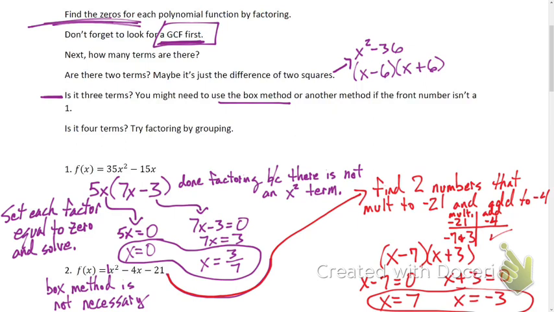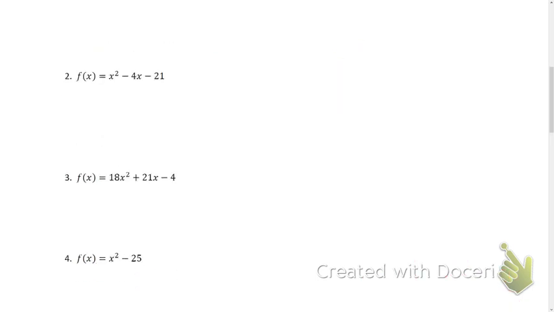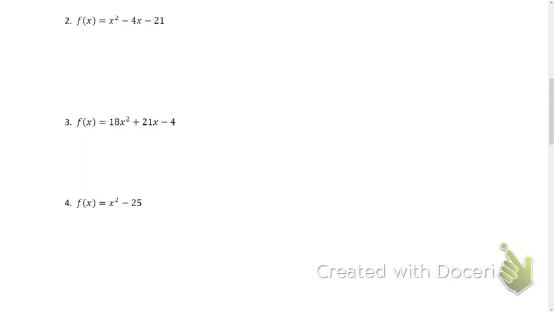All right, the ugly example is number 3. Let's give it a shot. So I see a number in front. If it's me, I either do guess and check, or the box method. So I would just write down the method you like. I'm just going to show you the box method.